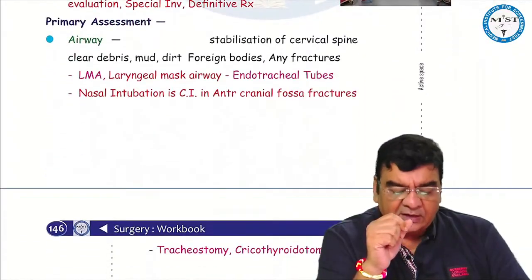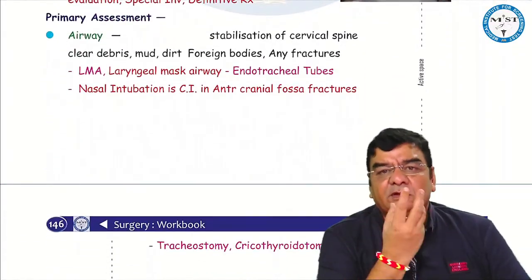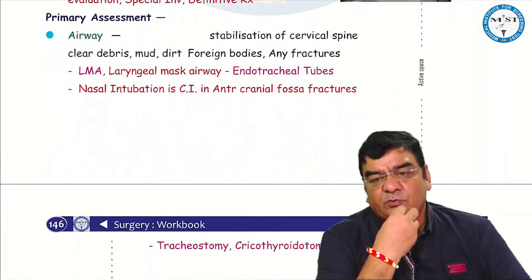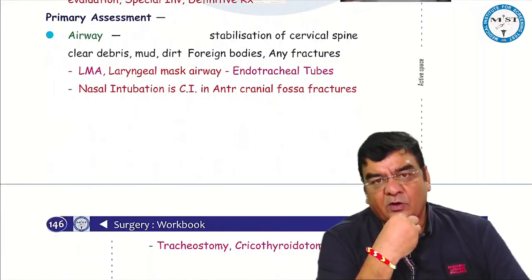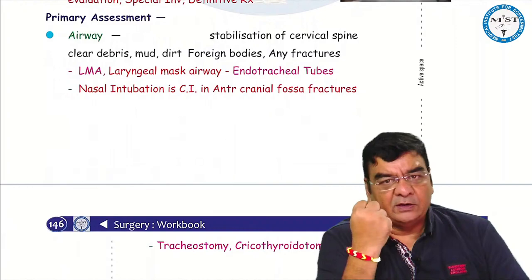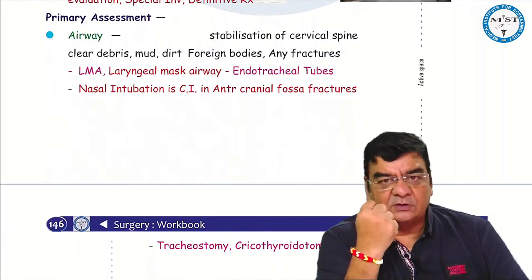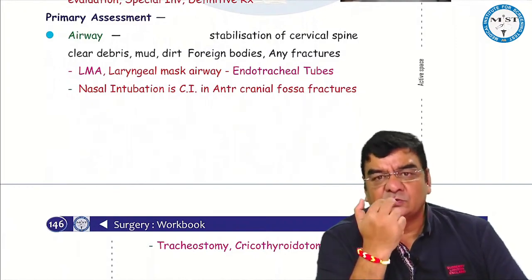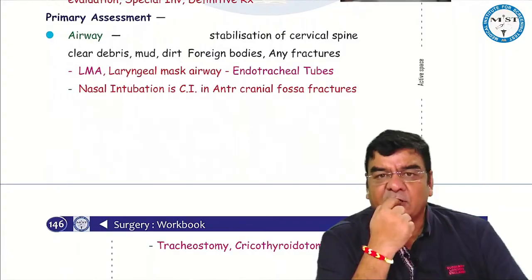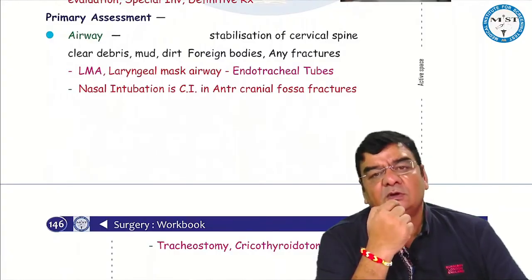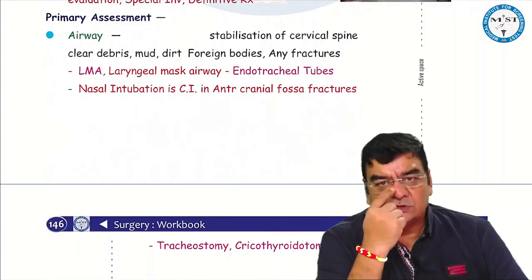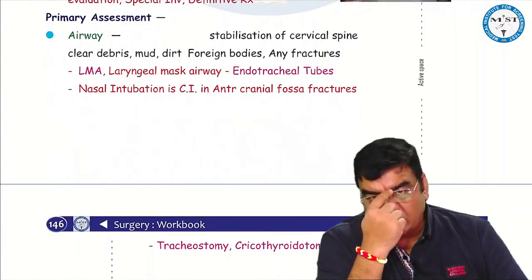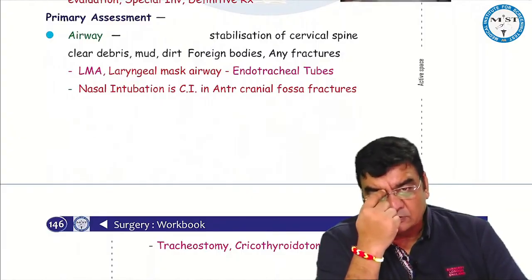If we look at the airway story, then if suppose in a trauma patient we find that the airways are getting blocked, first of all we have to clean up the airways, the mouth, the nose area, so that oxygen can go inside. Then to secure the airway, we have the option of putting a laryngeal mask airway from the mouth, or we can do an endotracheal intubation from the mouth or the nose. Nasal intubation is contraindicated in anterior cranial fossa fractures.